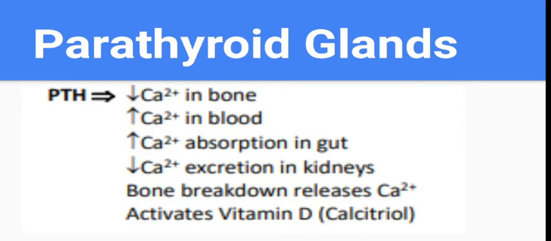And then parathyroid glands, so PTH, it's kind of the opposite of what we just talked about. So decrease calcium in the bone, increase in the blood, increase in the gut, and decrease excretion. This also activates vitamin D, which is calcitriol.